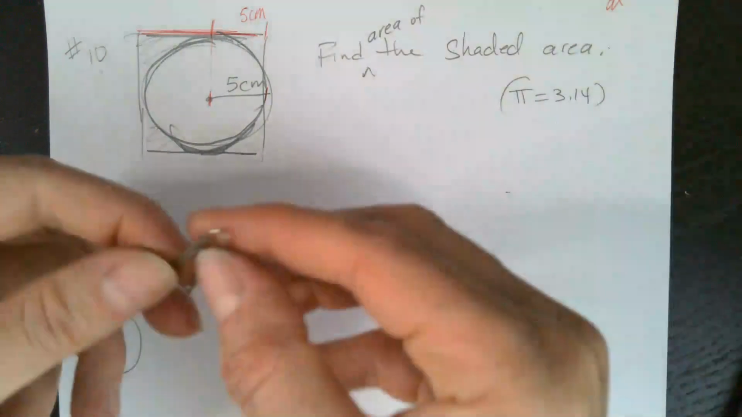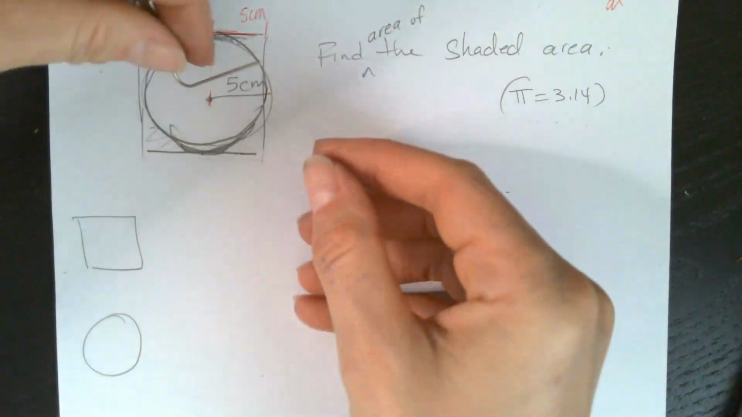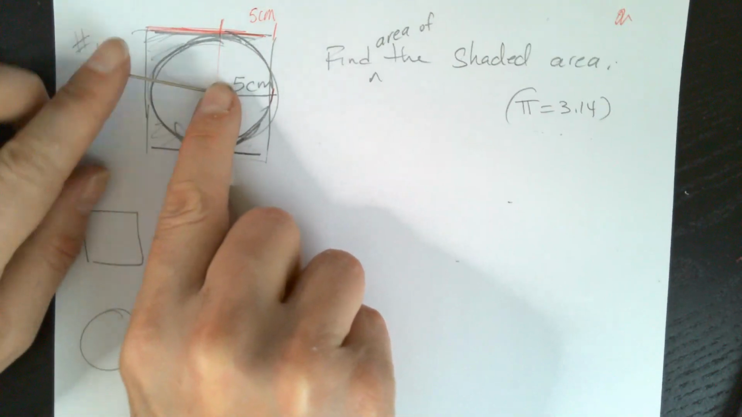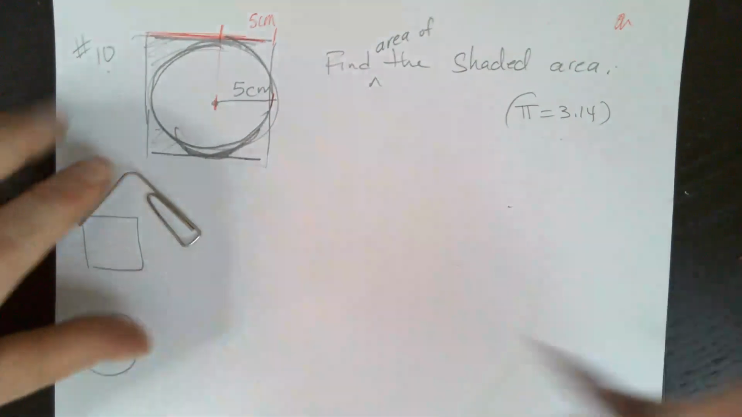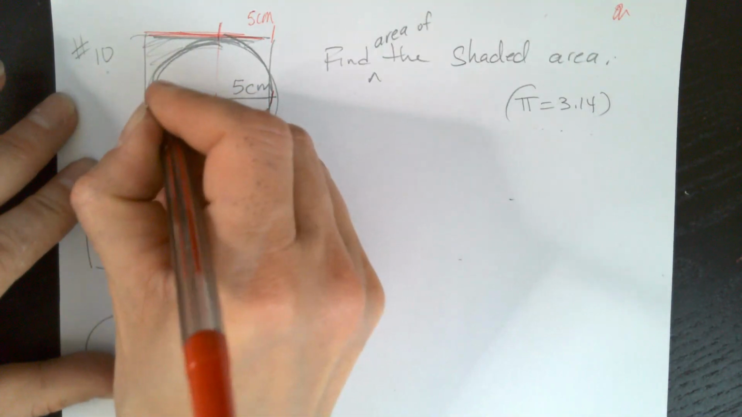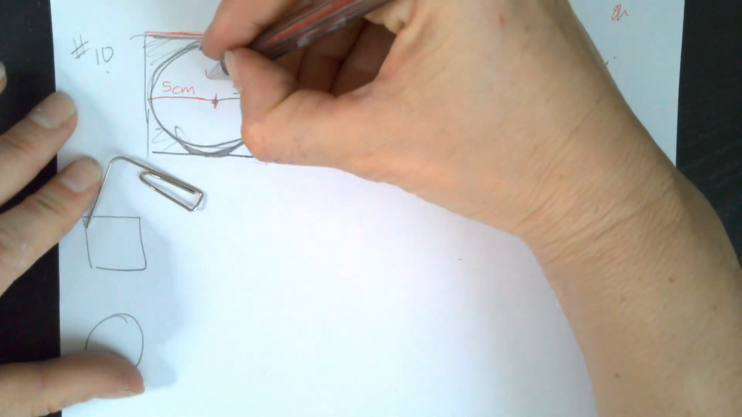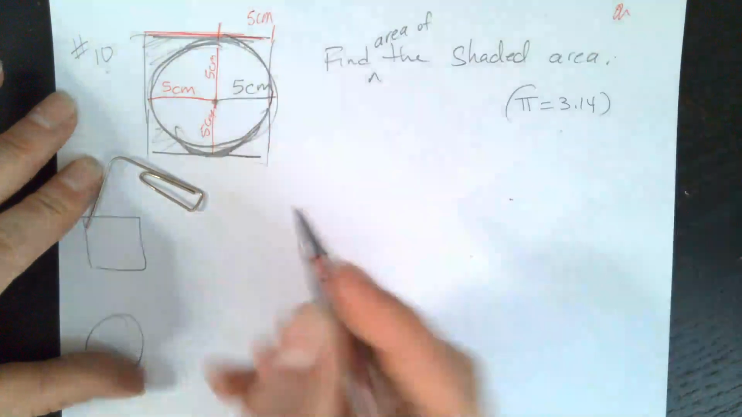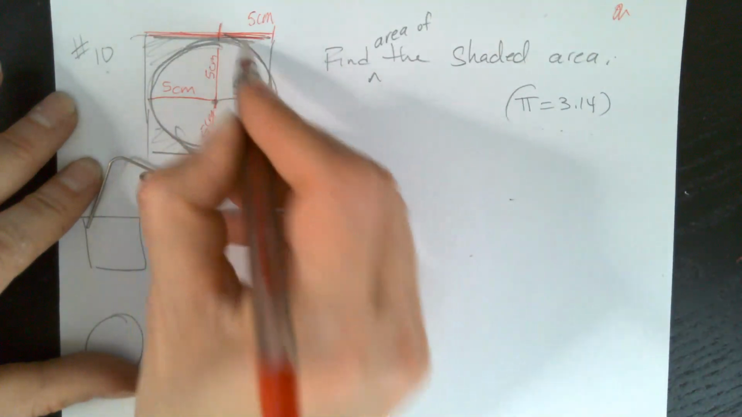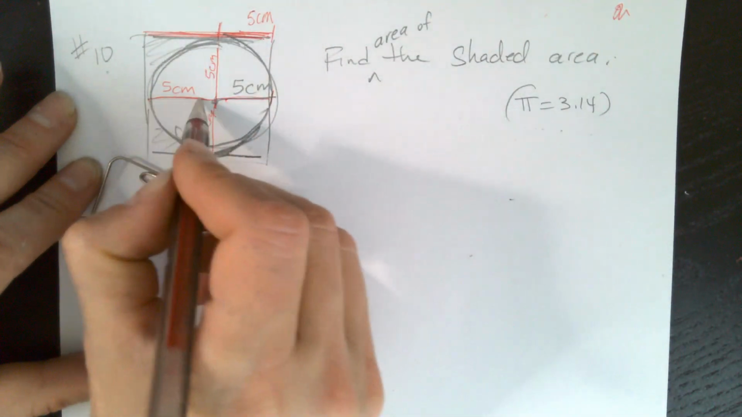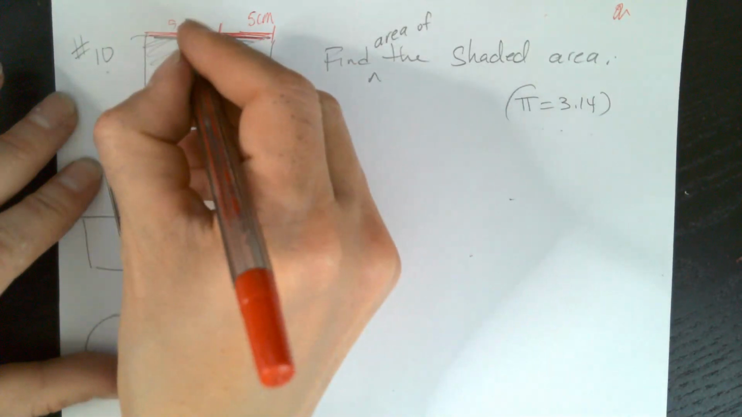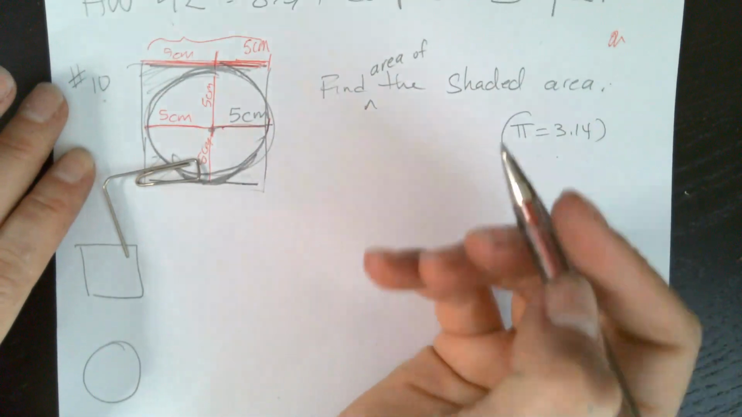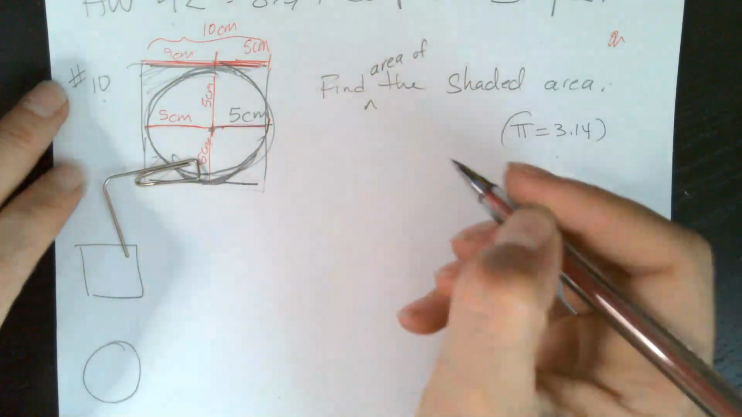Okay, a paper clip. So if this part is 5 centimeters, this is 5 centimeters, and this is 5 centimeters here. So I can say from here to here is also 5 centimeters. From here to here is 5 centimeters. So I know that the distance here to here is 5 centimeters, and this is 5 centimeters. That means this whole top edge is 5 plus 5, so that's 10 centimeters.